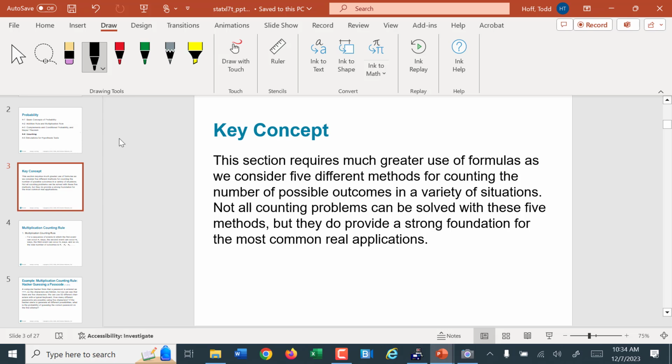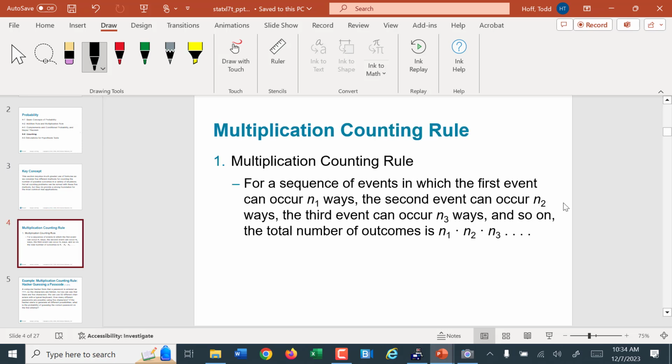There are a lot of formulas in this section, so be prepared to write them down and record them. This is one section where the whole common sense approach just doesn't really work. So we're going to start off with the multiplication rule.